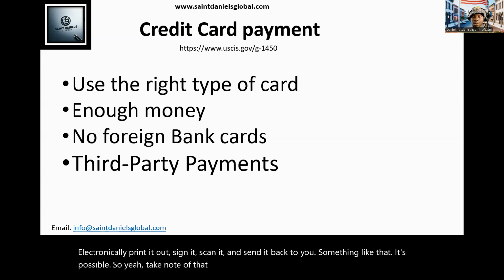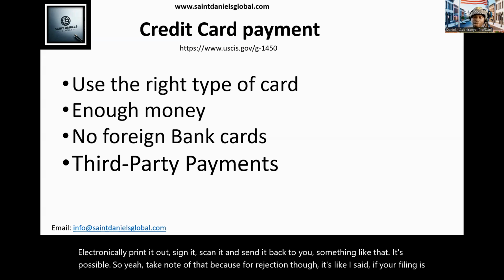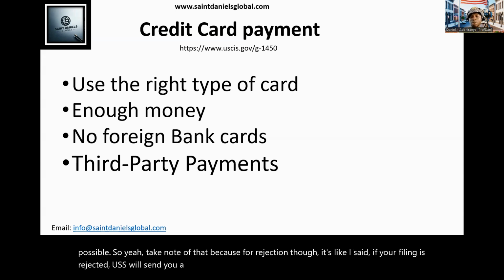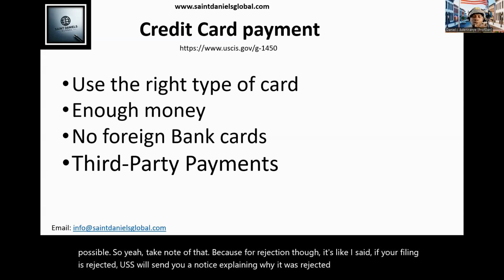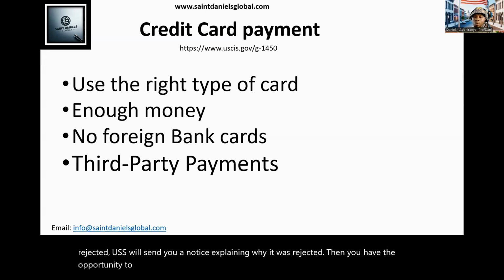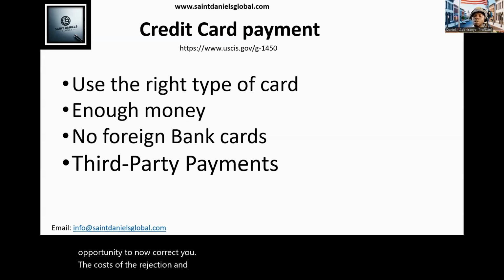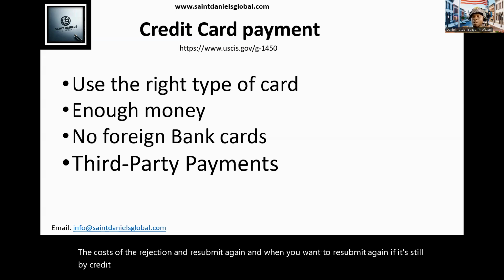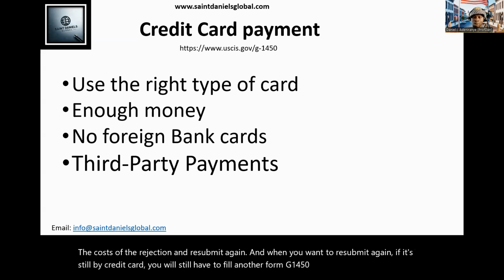Because for a rejection notice, like I said, if your filing is rejected, USCIS will send you a notice explaining why it was rejected. Then you have the opportunity to correct the cause of the rejection and resubmit. And when you resubmit, if it's still by credit card, you will still have to fill out another form G-1450. So that is that about this aspect.